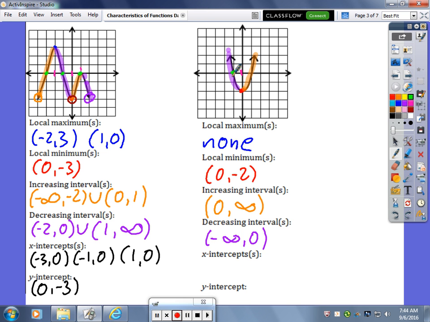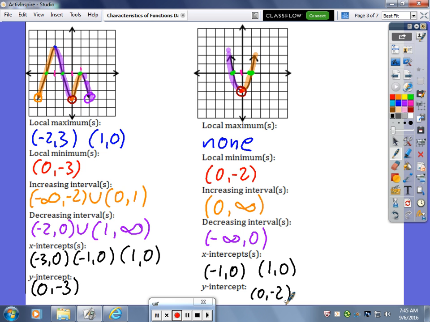There are two x-intercepts. The x-intercepts have the coordinates -1 and 0, and the other one is +1 and 0. Our y-intercept is right here at the same spot as the local minimum. By the way, that doesn't always have to be the case, okay? In these two examples it is, but that doesn't necessarily have to be the case. Our y-intercept has the coordinates 0 and -2.